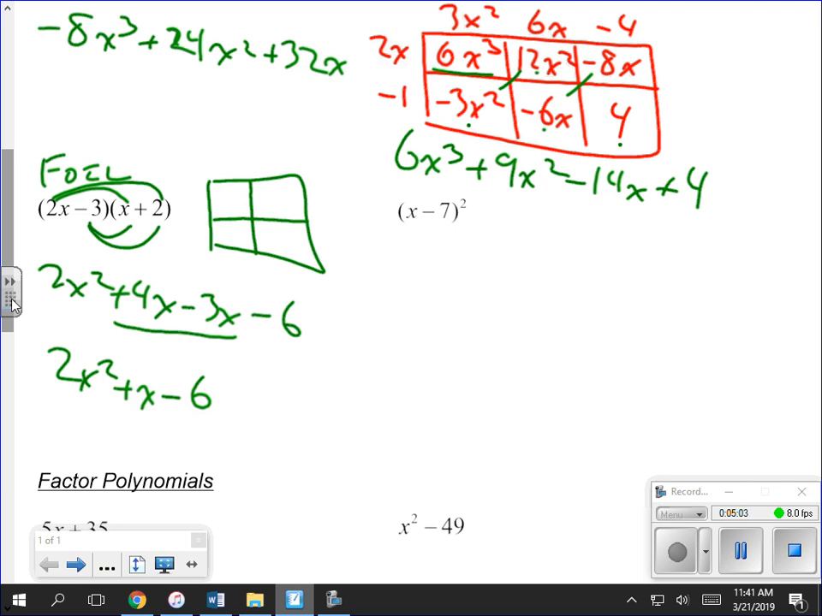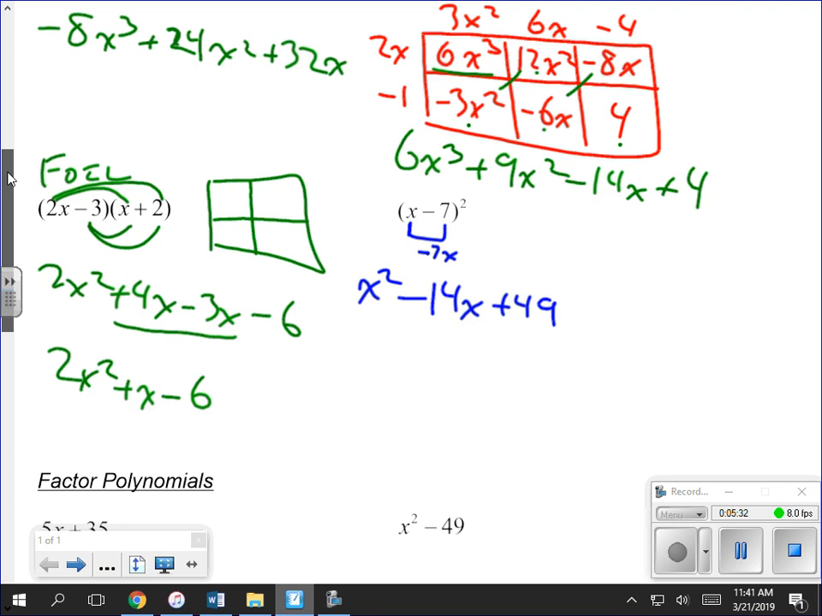And then the last one, x minus 7 squared. I can do it as a perfect square and use the shortcut, in which case you take the first number and square it to get x squared. Multiply the 2, which gives you negative 7x. Double that for my middle term to get negative 14x. And then take the last number and square it to get plus 49.